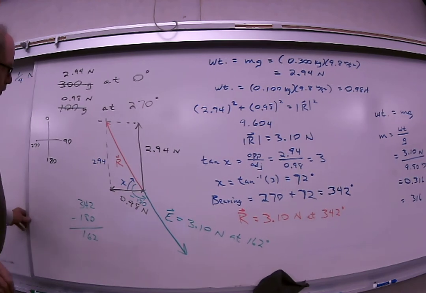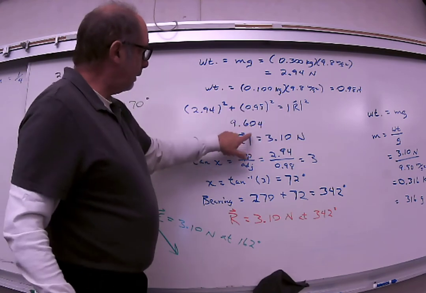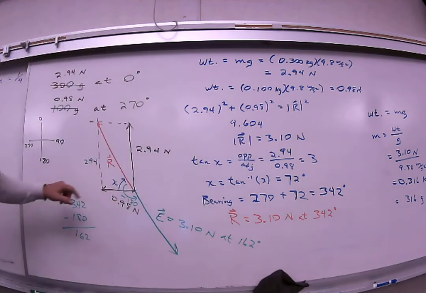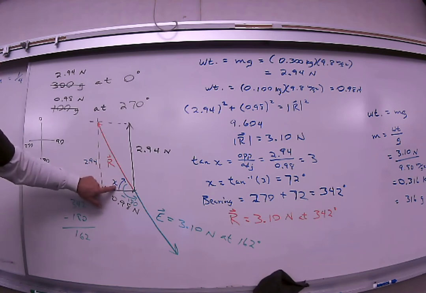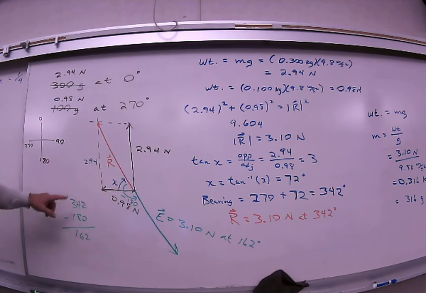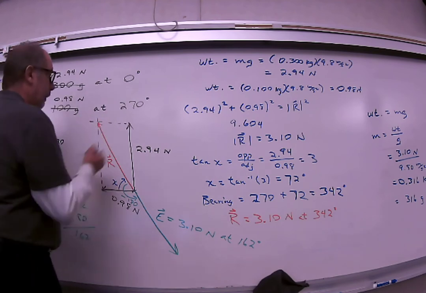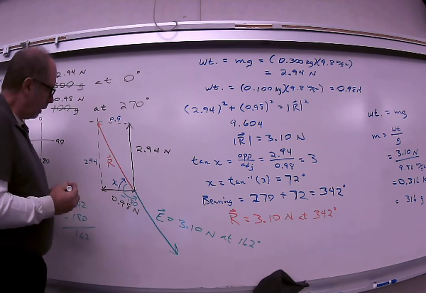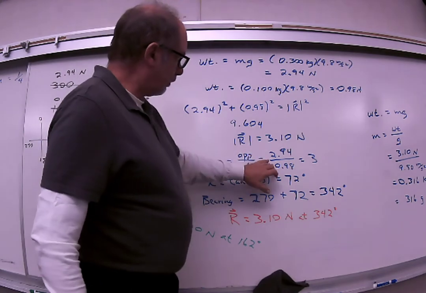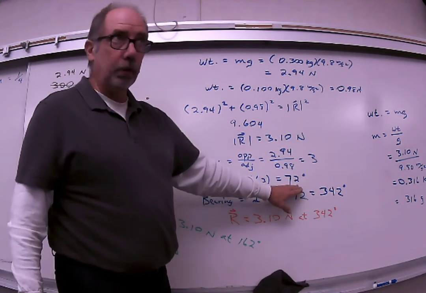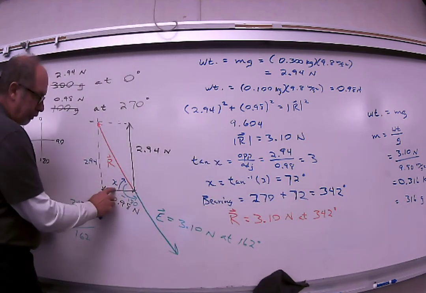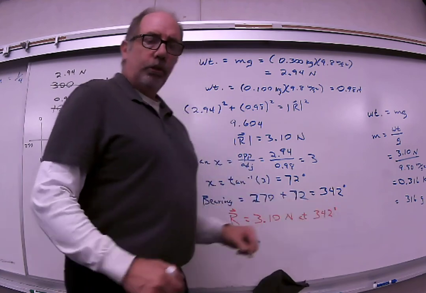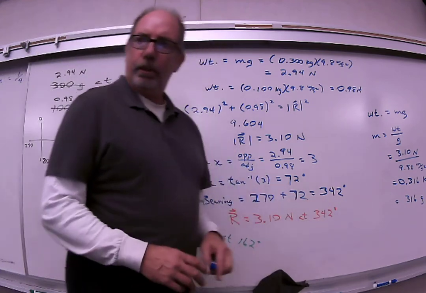And so now, to find the magnitude of R, the Pythagorean theorem gave me a result of 3.10 newtons. For the direction, I chose this angle here. You could have chosen that one, but I chose this one. Opposite over adjacent, this being 0.98, adjacent 0.98. Opposite over adjacent turned out to be 3. The inverse tangent of 3 turned out to be 72 degrees. The bearing, I drew that from 270 in an increasing direction. So I added 72 to 270, I got 342. So the resultant is 3.10 newtons at 342 degrees.